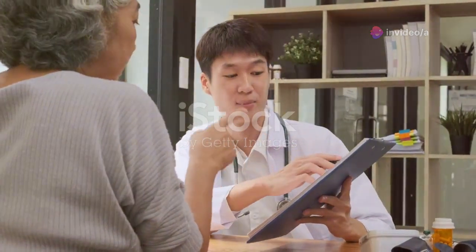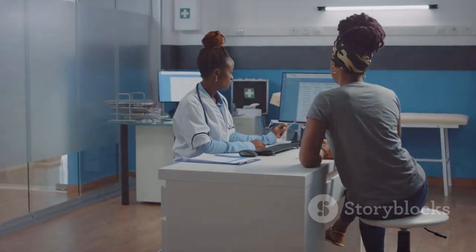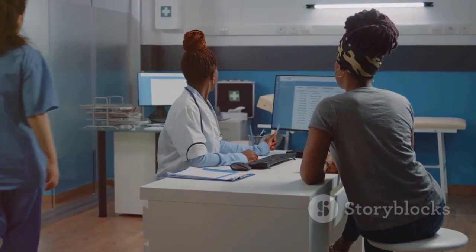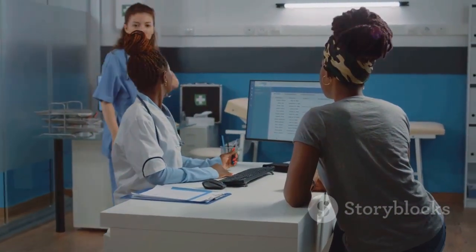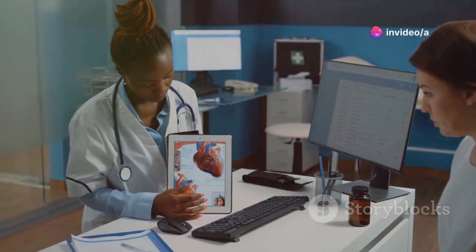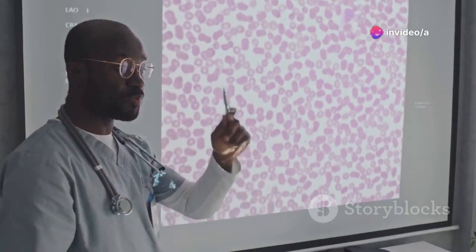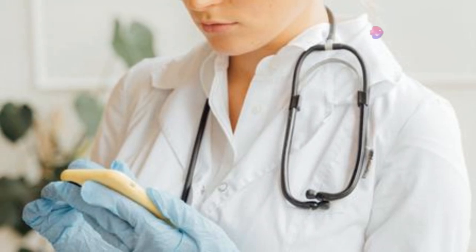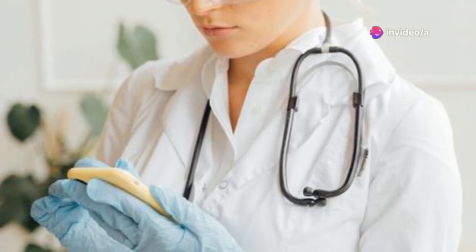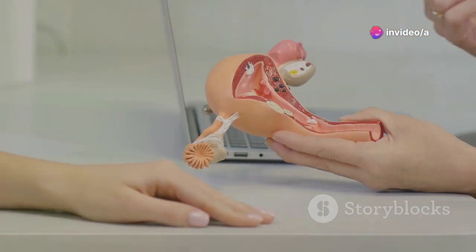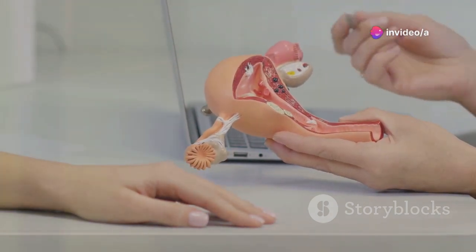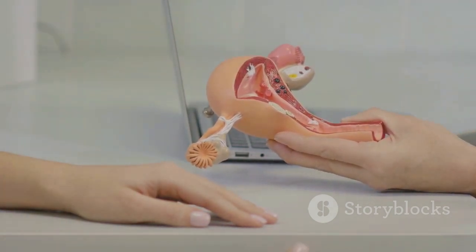Common sexually transmitted infections. There are many different types of STDs, each with its own set of symptoms and potential complications. Let's take a closer look at some of the most common STDs. Chlamydia. Chlamydia is a bacterial infection that often presents no symptoms. When symptoms do occur, they can include pain during urination and abnormal discharge. Gonorrhea. Another bacterial infection, gonorrhea, can cause similar symptoms to chlamydia. In some cases, it can lead to pelvic inflammatory disease, or PID, if left untreated.